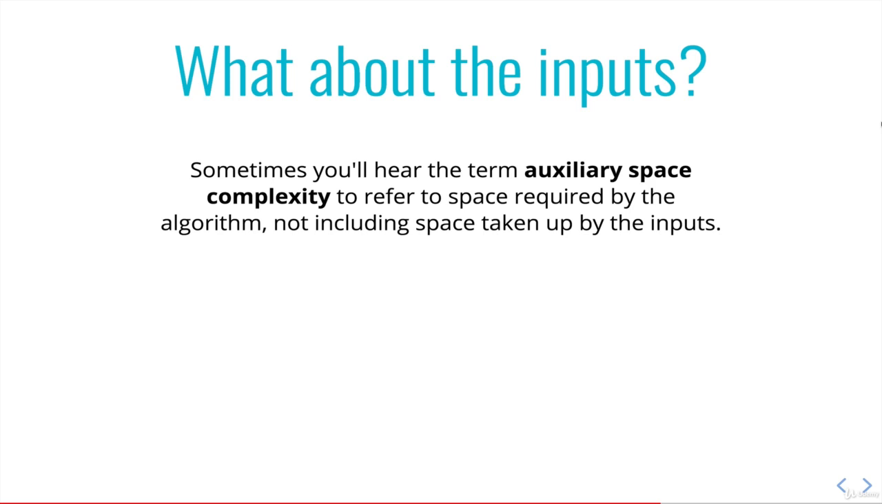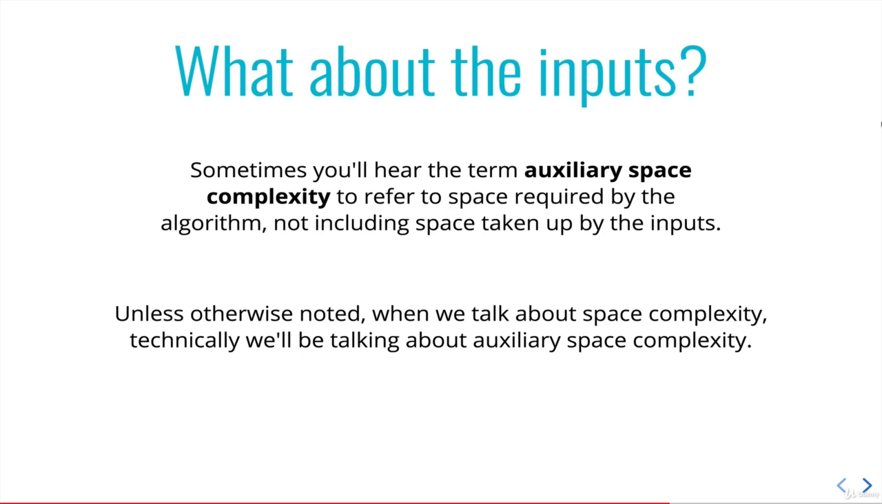We're going to say that as n grows, we assume that the input n is going to grow. So let's not care about that space. Let's care about what repercussions that has inside the algorithm. So unless otherwise noted, when we talk about space complexity, technically we're talking about auxiliary space complexity. Hopefully that's not too scary, but basically it just means we're focusing on what happens inside the algorithm.